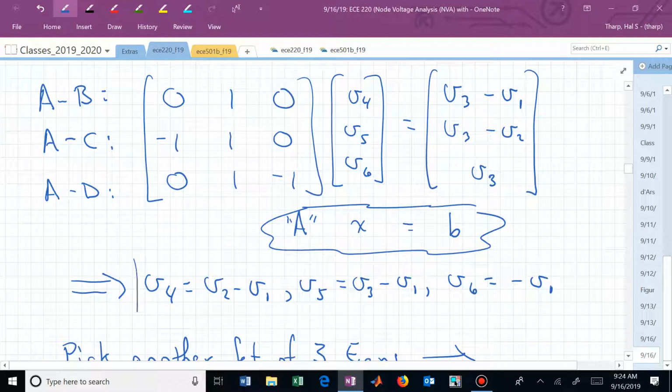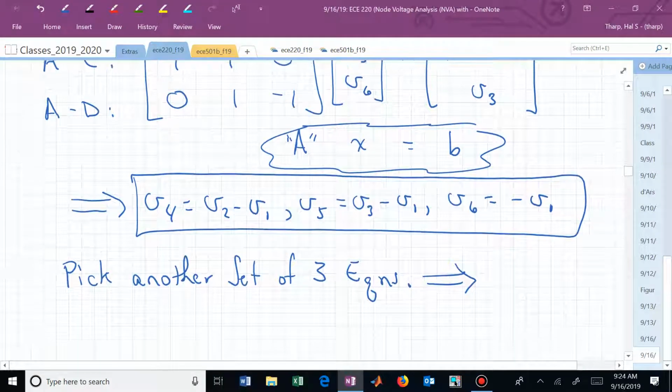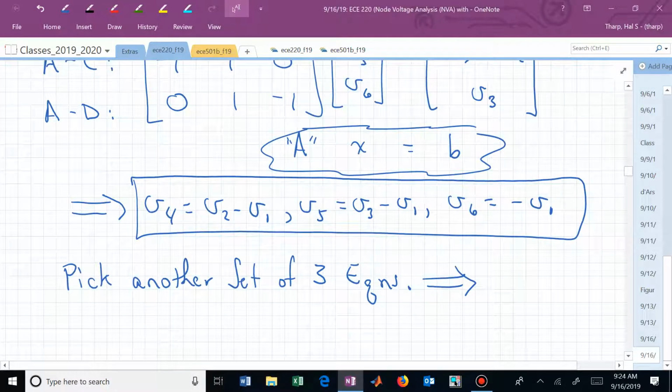So this is the solution that you would produce for your buddy if you had V1, V2, V3, and they had their circuit labeled as V4, V5, V6. Now here's the fun part. Now you go home and you pick another set of those 3 equations. What's going to happen?